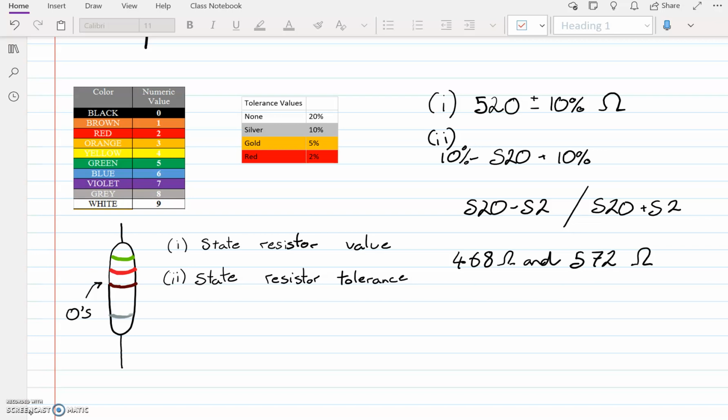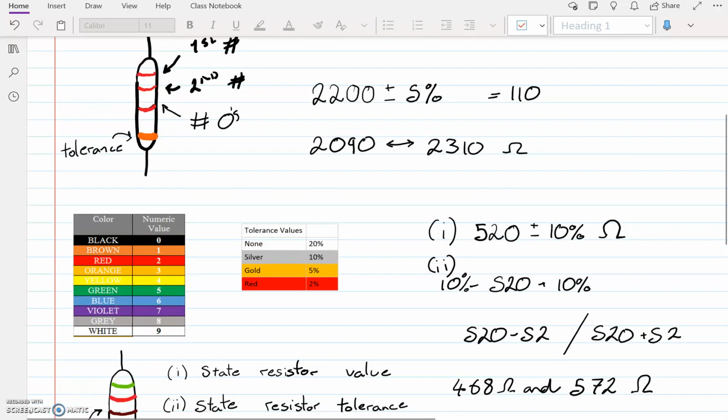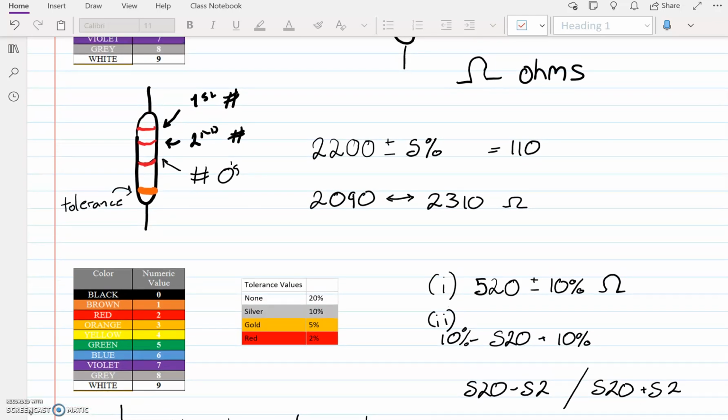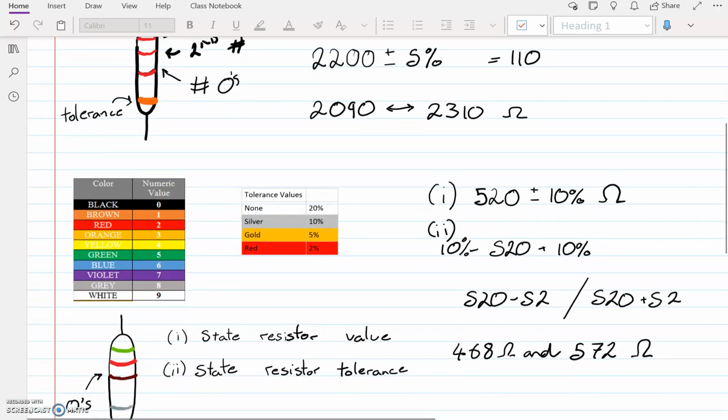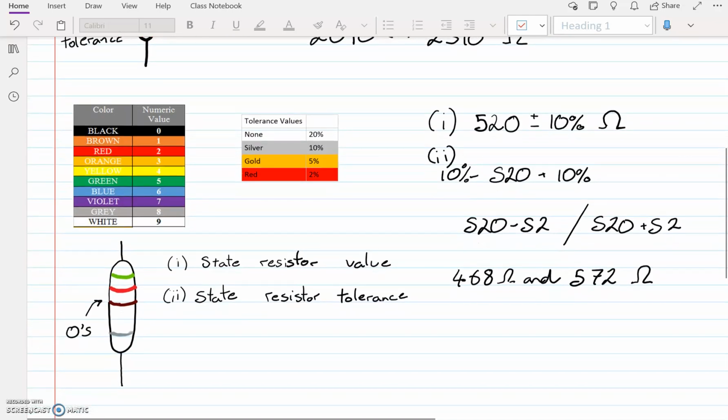So there's a big difference between 468 and 572. So the actual resistance lies somewhere in between there. It could fluctuate up and down, alright? So that there is calculating the resistor values. So the first band is the number, second band number, third band number of zeros, and then the tolerance is the last one. So firstly, you have to work out the actual value of the resistor, and then you work out the tolerance. Okay, so it's kind of a margin of error in it.